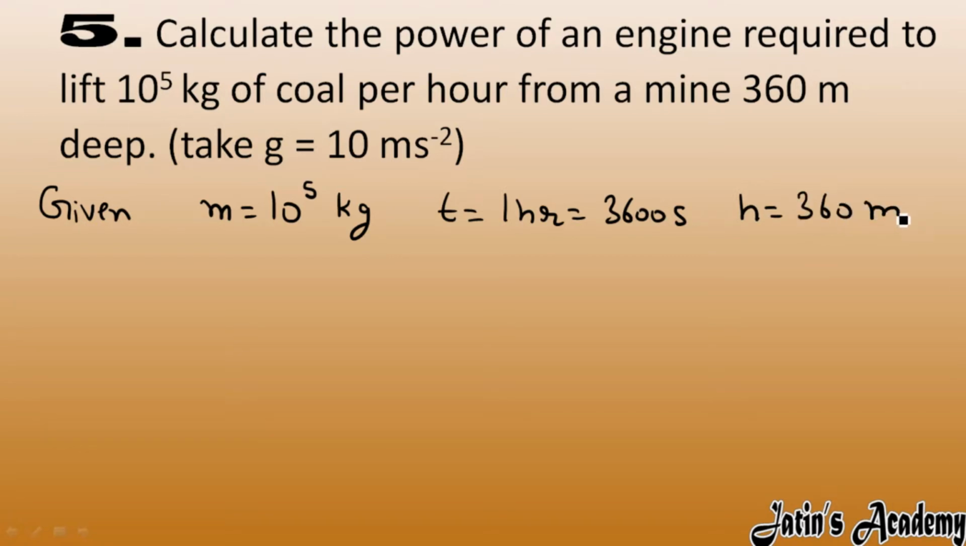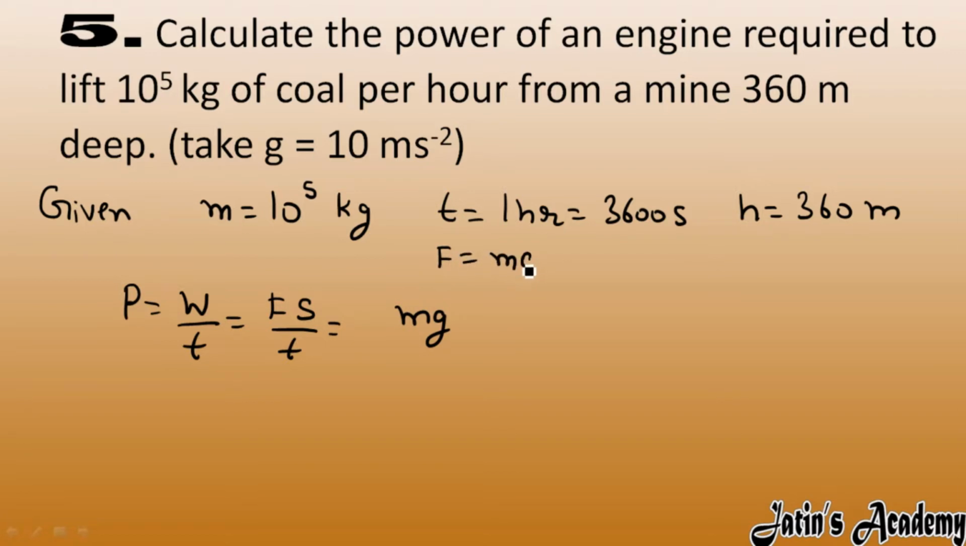Now we have to calculate the power. Power is work done per unit time. Work done is force into displacement, over time. But here force is not given. So if force is not given, mass and g are given. So force value is M into G. So here you can write F is equal to M into G. And displacement in this case is a height, over time T. Now put the values. Mass 10 raised to power 5.